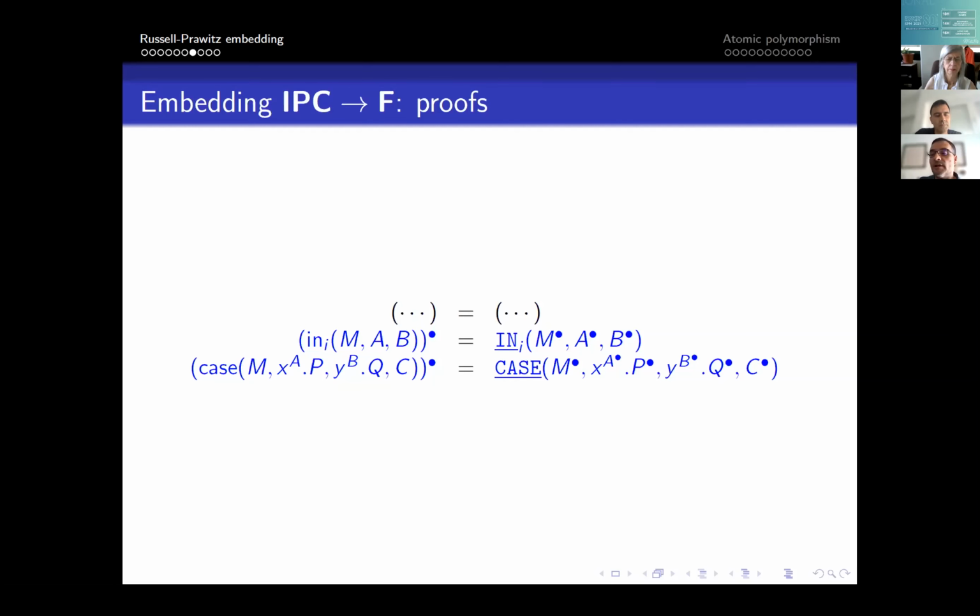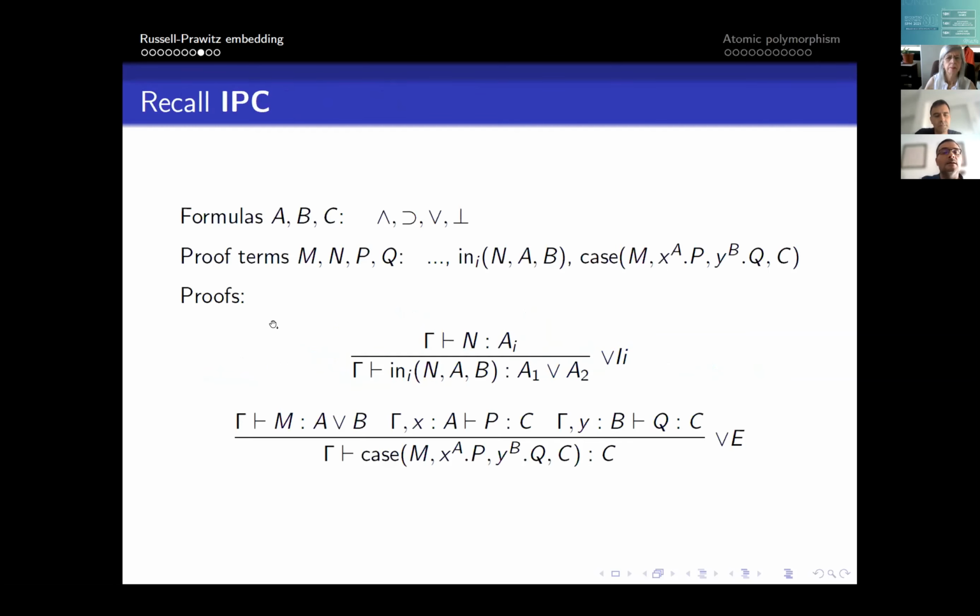Okay, so we have the translation at the level of formulas and at the level of proofs. Now the translation at the level of reduction steps. So recall that in IPC, I'm recording the full system here, conjunction, implication, disjunction, and bottom are primitive. And these constructions for disjunction are primitive, that represent introduction and elimination of disjunction.